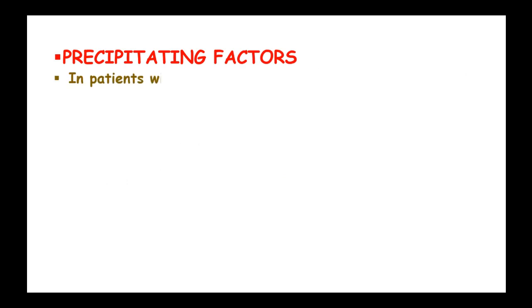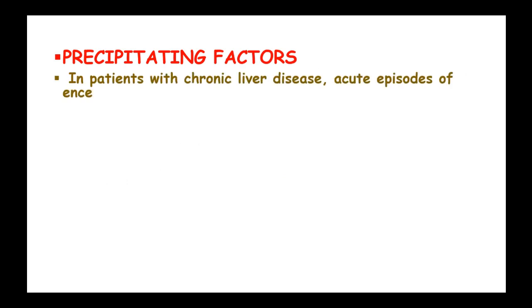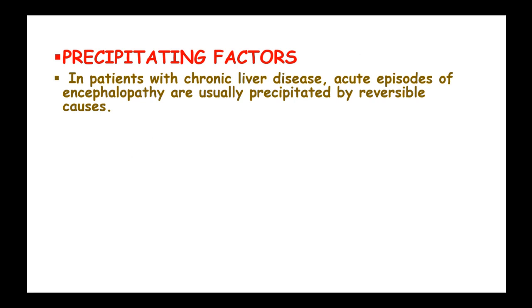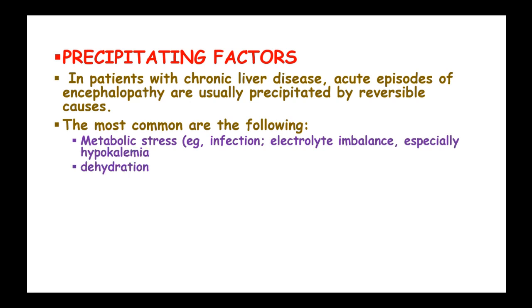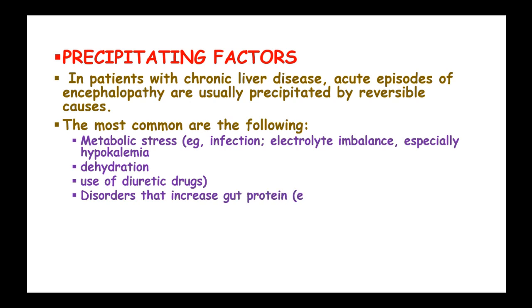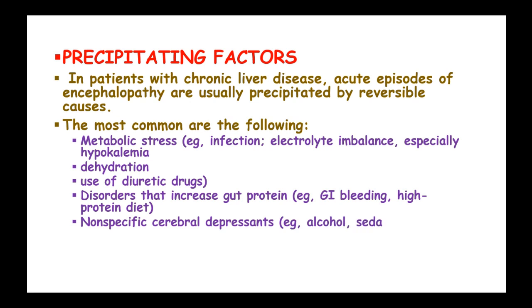The precipitating factors: in patients with chronic liver disease, acute episodes of encephalopathy are usually precipitated by reversible causes. The most common causes are the following: metabolic stress, such as infection, electrolyte imbalance, especially hypokalemia, dehydration, and use of diuretic drugs; disorders that increase gut protein, such as gastrointestinal bleeding and high protein diet; and nonspecific cerebral depressants such as alcohol, sedatives, and analgesics.